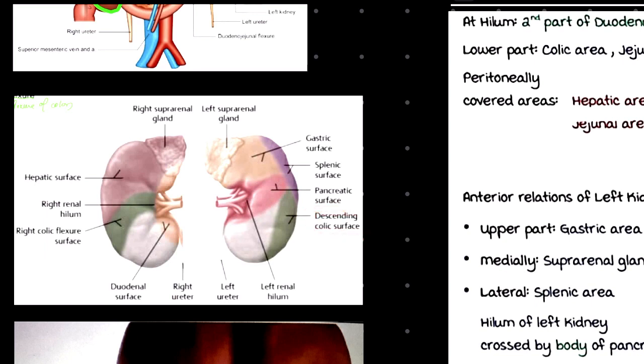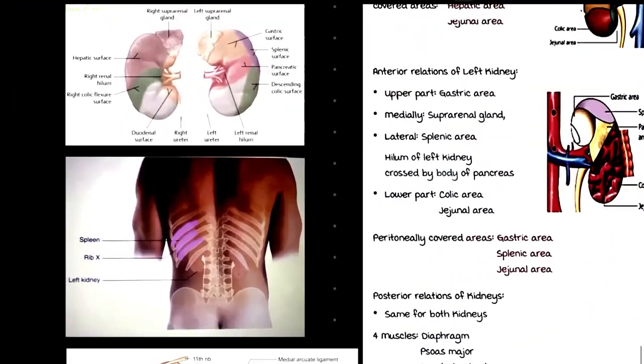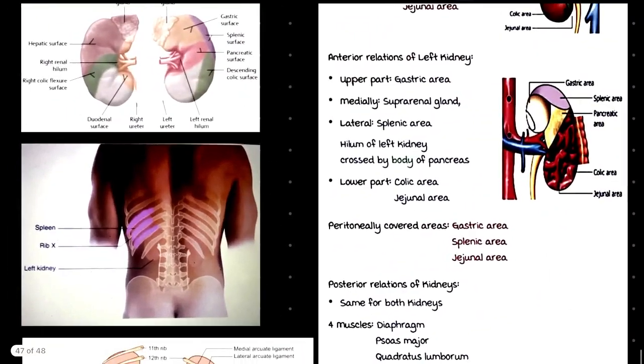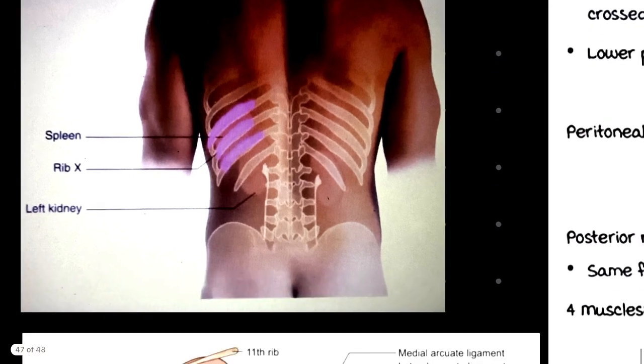Okay, now this was about the impressions, right? These are the things that signify the specific region or kidney. Now moving toward the posterior relation. We talked about the anterior relations, I think it's clear now. Since we have got an idea about the anterior relation of the kidney, now let us talk about the posterior relation of the kidney.